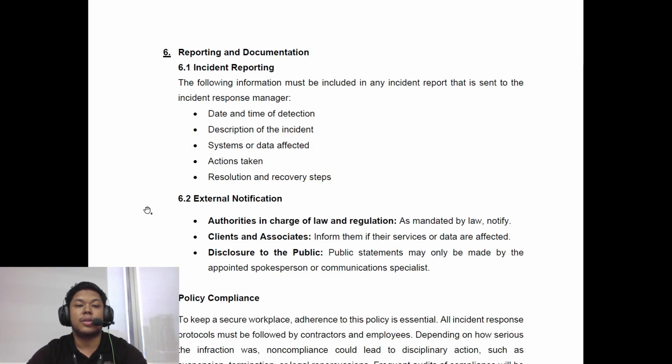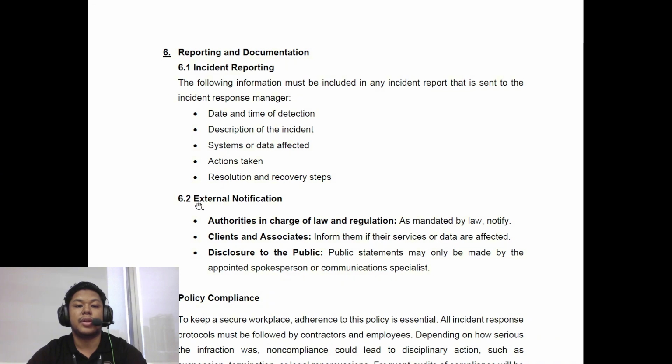So we go to the next one, which is reporting and documentation. Incident reporting: the following information must be included in any incident report that is sent to the incident response manager, which is the date and time of detection, description of the incident, system or data affected by the attackers, action taken for the vulnerabilities, and lastly the resolution and recovery steps.